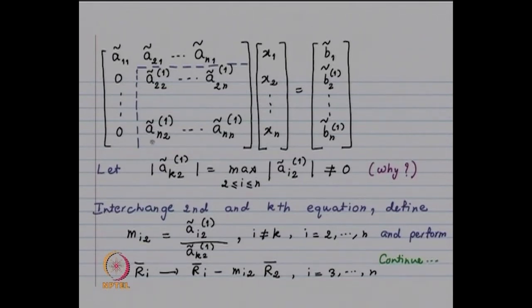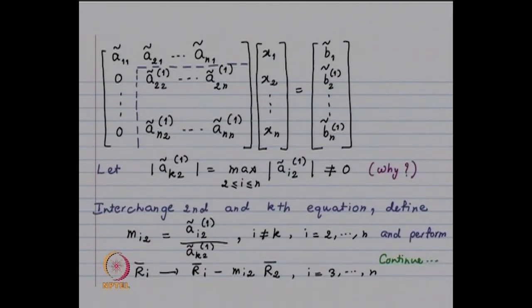Now, I want to do a similar thing for the second column. So, in the second column, look at the entries from the diagonal onwards and look at the maximum entry. This maximum entry again should not be 0, because if all the entries here are 0, then what does our matrix look like? A11 tilde 0 0 0, A21 tilde 0 0 0. So, you have got two columns which are linearly dependent, or what I can do is subtract a multiple of the first column from the second column and then get a 0 column. So, think about it. Among these entries at least one has to be not equal to 0. So, we will interchange the second and kth equation and continue as before.